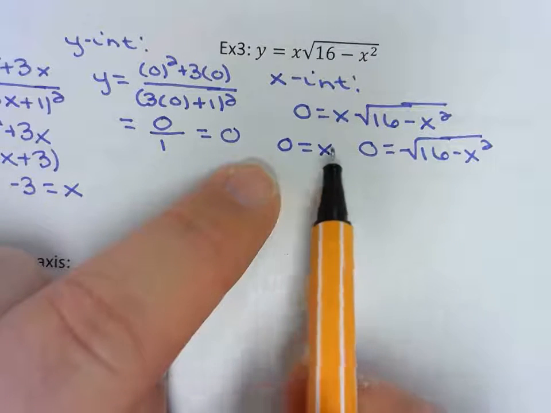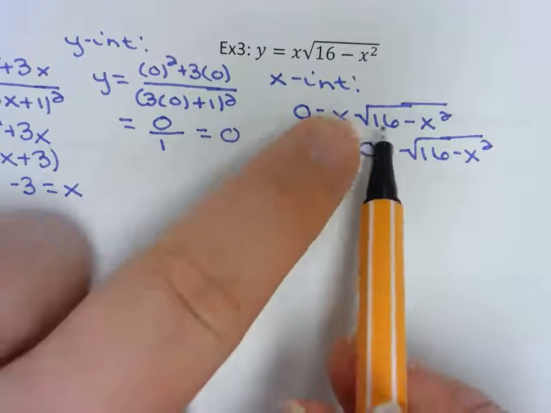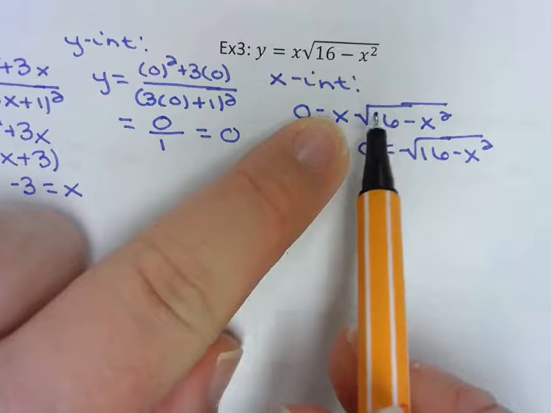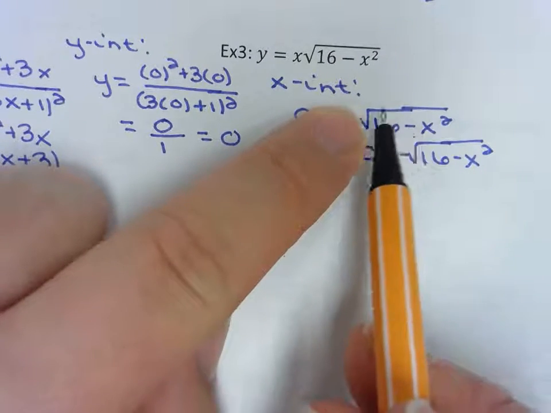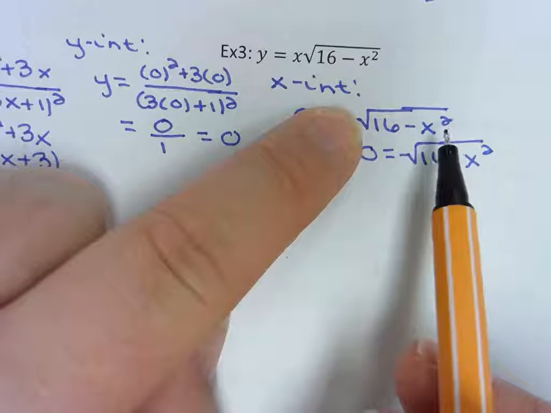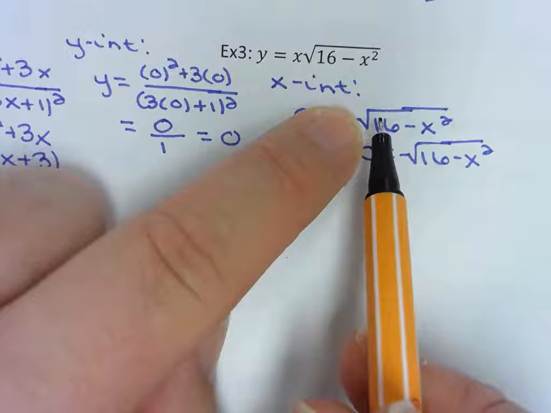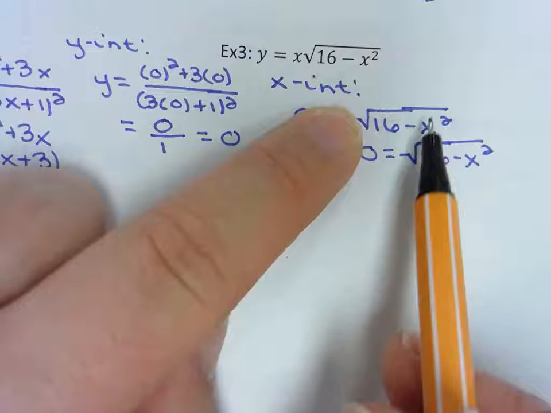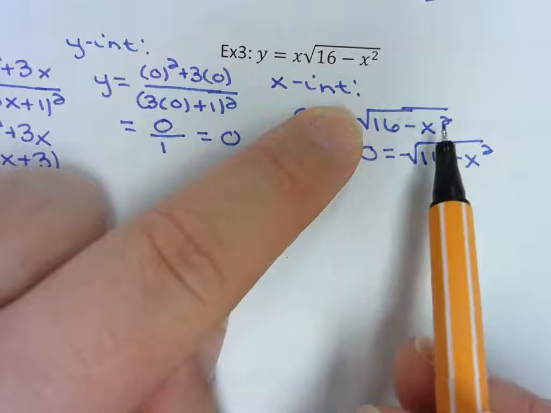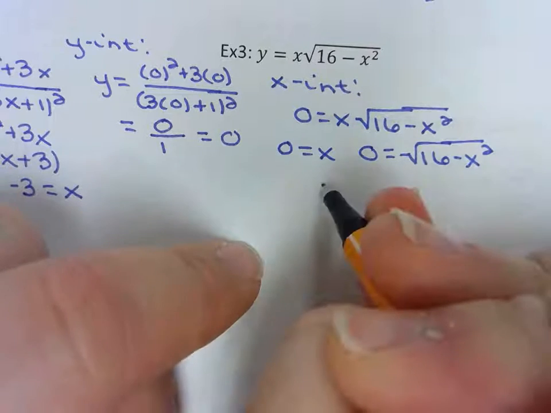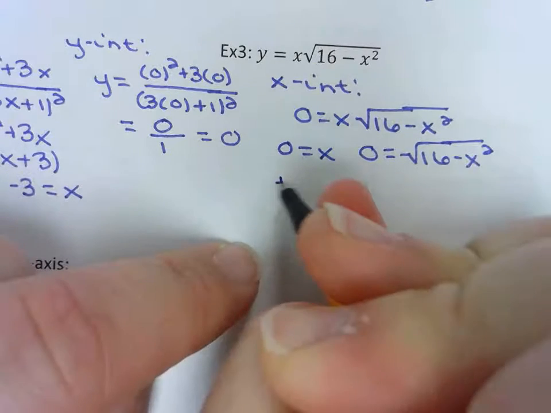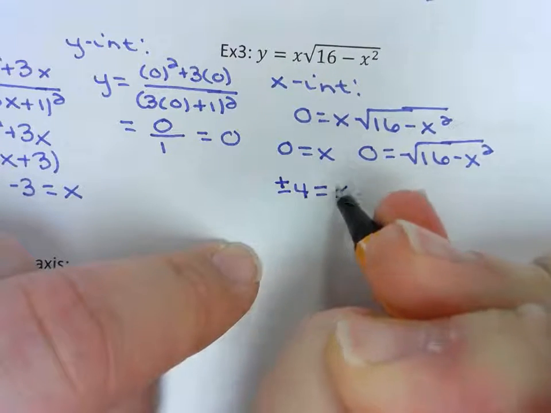So that's one option. X can be 0. So then let's look at the square root part. What would this have to be, or what could this be that will give me a 0 in the square root part? 4. So if I plug in a 4 here, I would get 16 minus 16. Or if I plugged in a negative 4, I would get 16 minus 16. So my three options are 0, plus or minus 4.